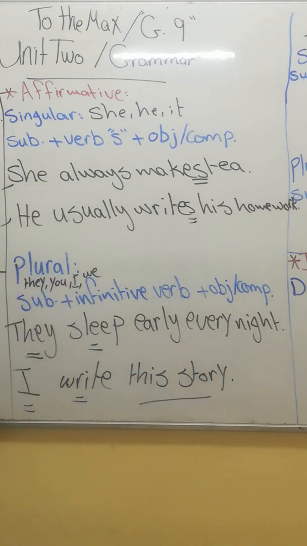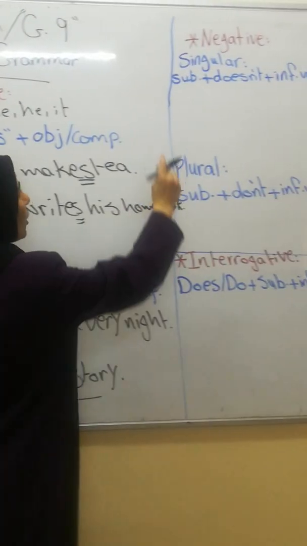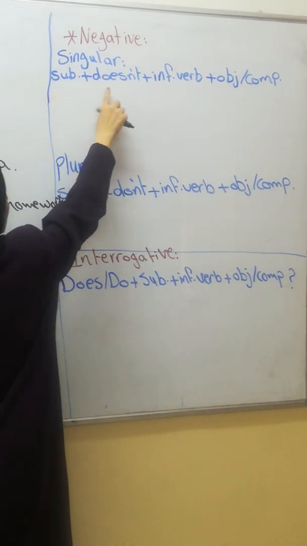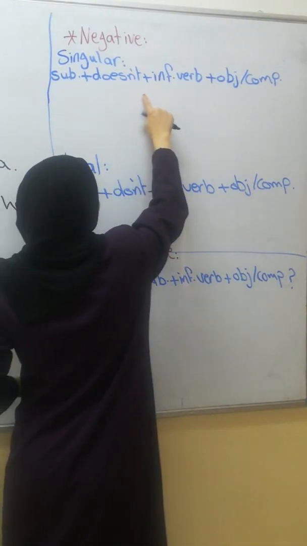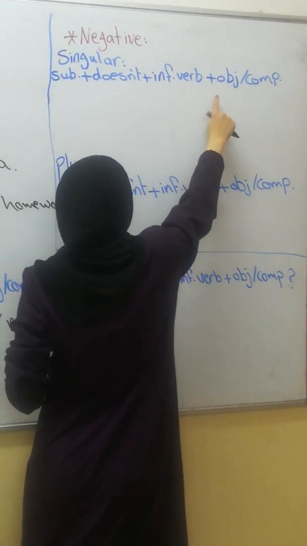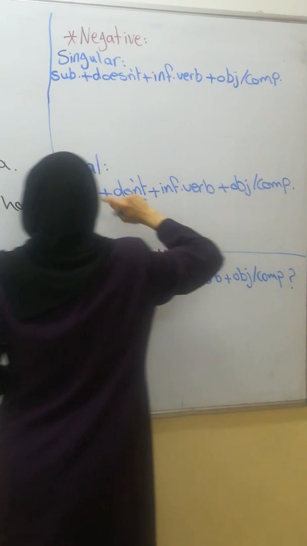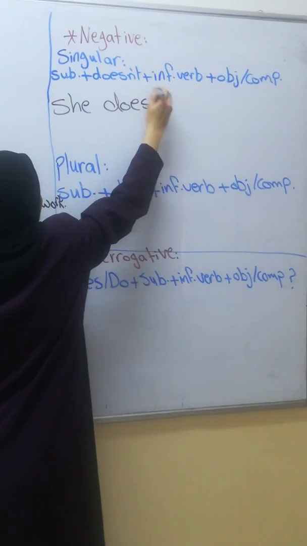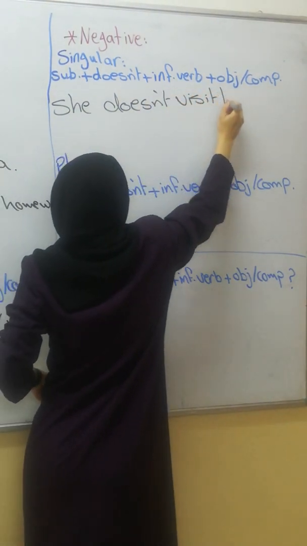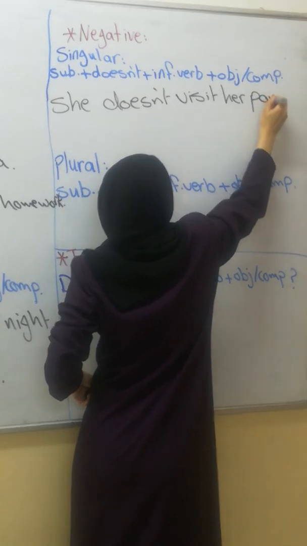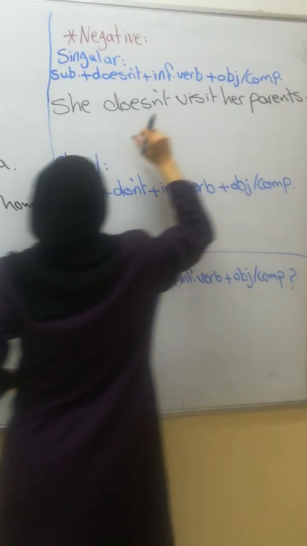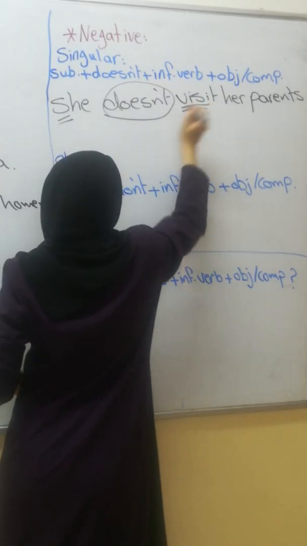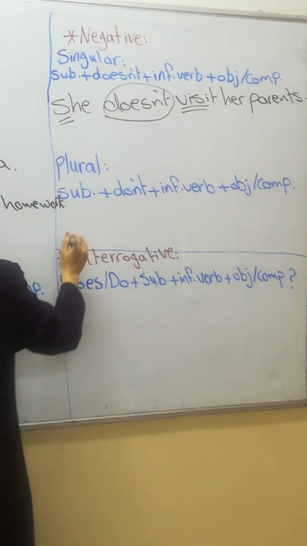In the case of the negative, for the singular subject, he, she, it, the main structure is going to be subject, does not, after does not we should have infinitive verb, then we will complete the sentence with the object and complement. For example, she doesn't visit her parents. As you can see here, we have singular subject, but because we use doesn't, the main verb is going to be infinitive verb.